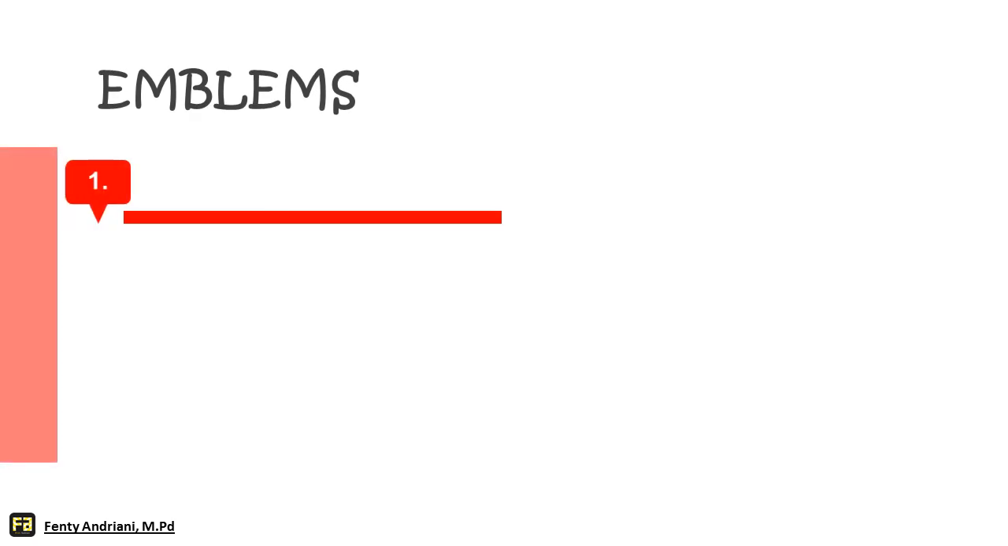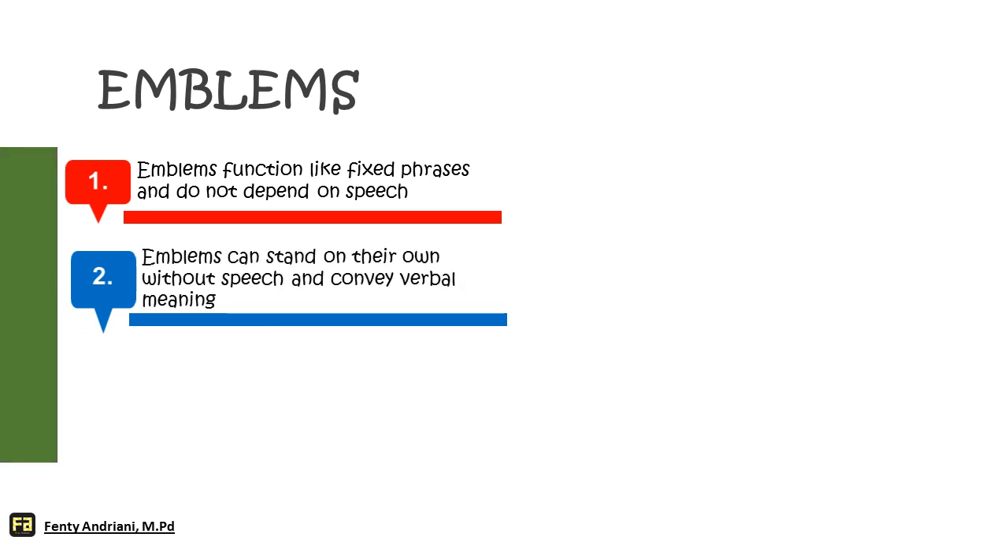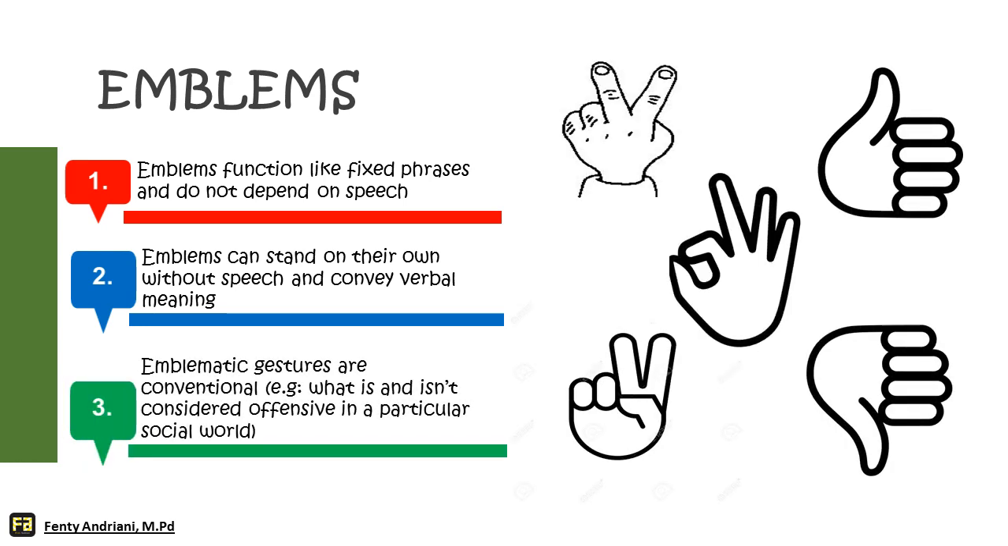Now let's discuss emblems. Emblems function like fixed phrases and do not depend on speech. They are able to stand on their own without speech to convey verbal meaning. Emblems or emblematic gestures are conventional and depend on social knowledge. So, for example, what is and isn't considered offensive in a particular social world.